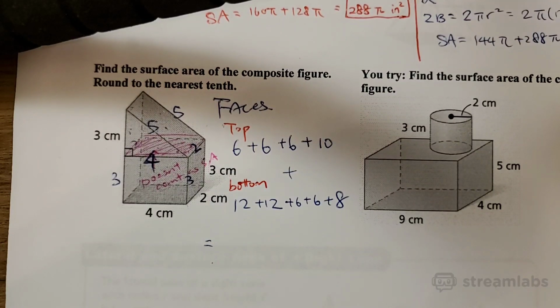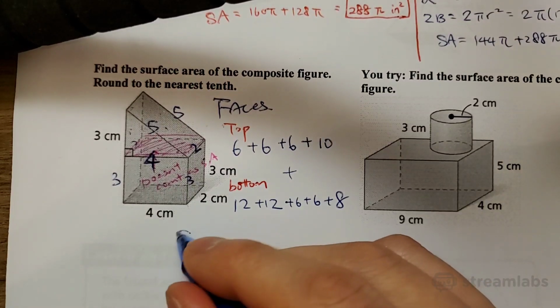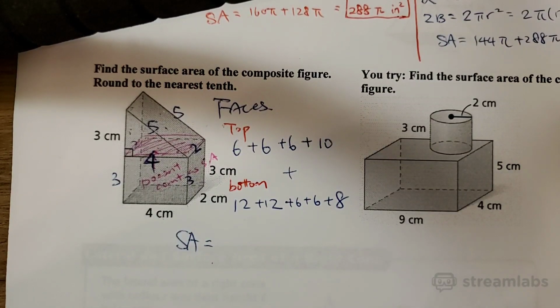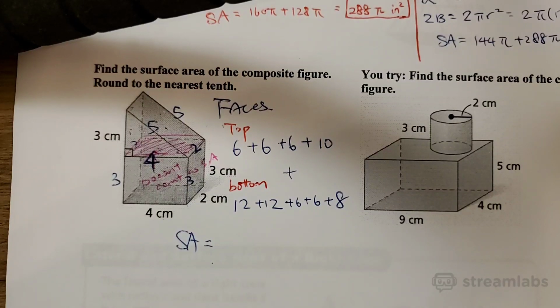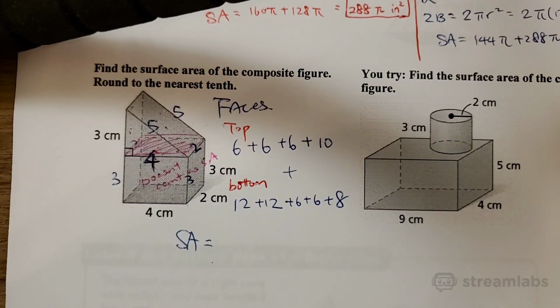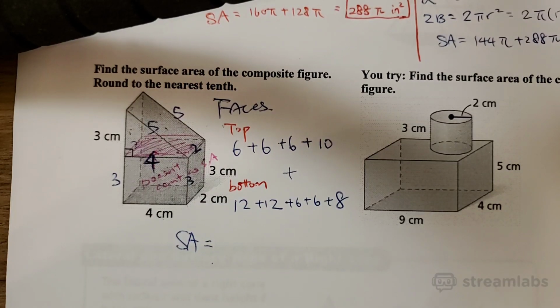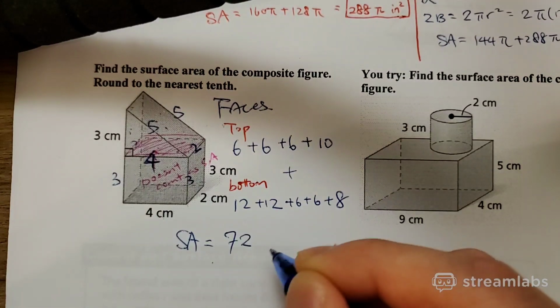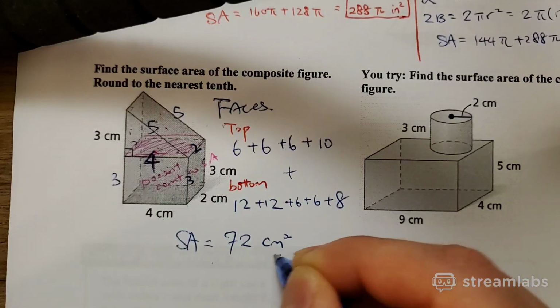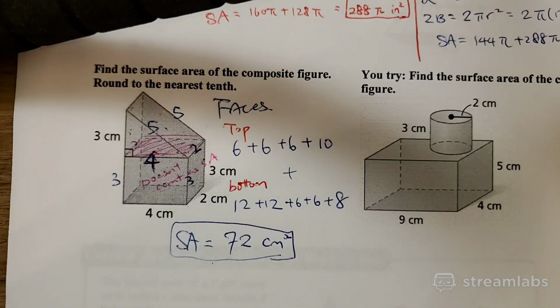So, what do you get? 72 is correct. 72 square, right? Does that make sense?